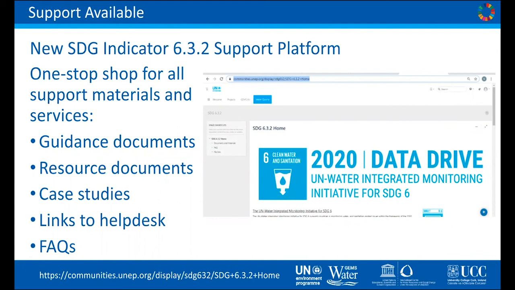This page will allow you to first check whether your query has been answered in the frequently asked questions section, and if not, you can contact the help desk. The help desk email address is sdg632@un.org.